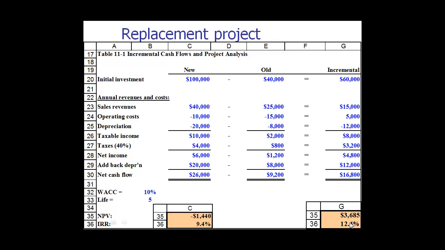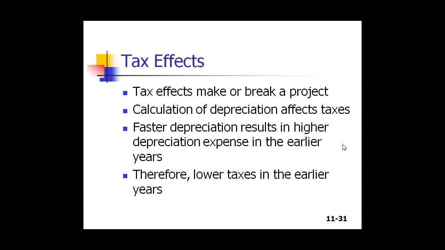So the question is, in evaluating whether to do this replacement project, do you use the incremental numbers or the absolute numbers for a given project? You look at incremental numbers. So that's the bottom line. In any project, you look at the incremental benefit and the incremental cost and make decisions based on incremental cash flows.